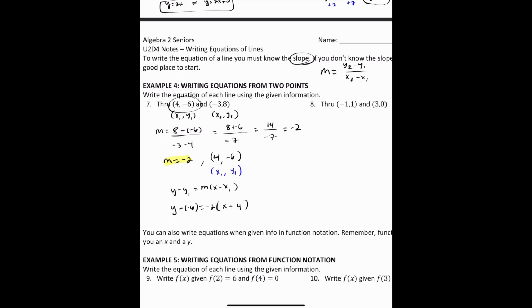Okay, so y minus negative 6 is y plus 6 equals, then I'm going to distribute the negative 2 to each term. So I have negative 2x plus 8. Okay, so now I'm going to subtract both sides by 6. So I'm left with y equals negative 2x plus 2. And that's your answer for number 7.